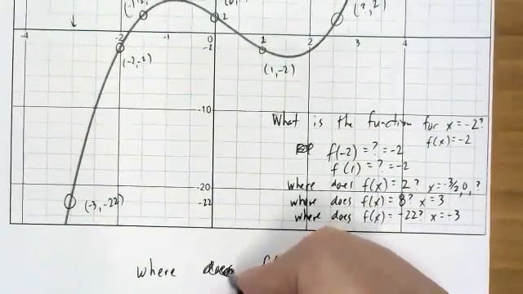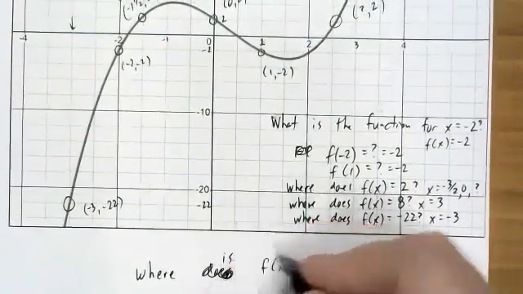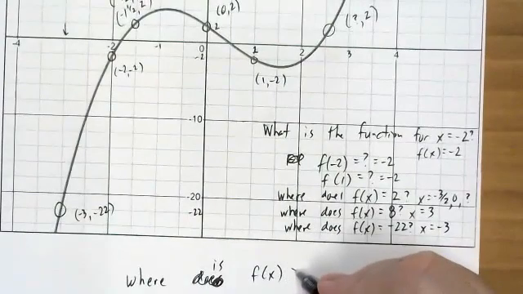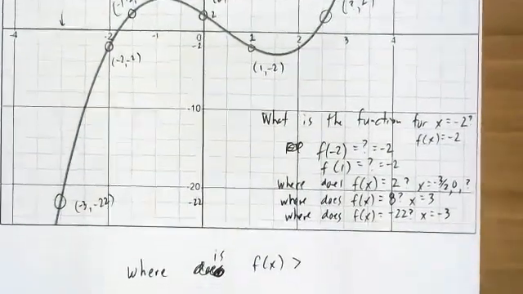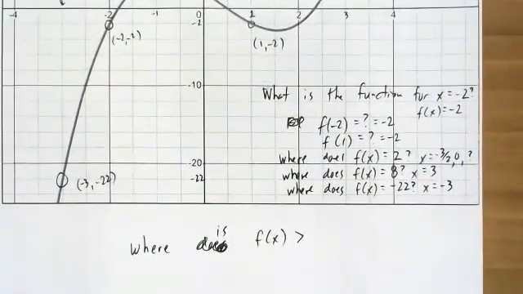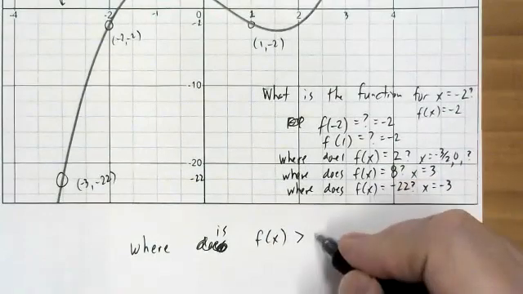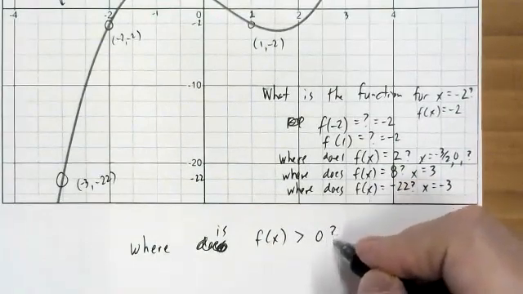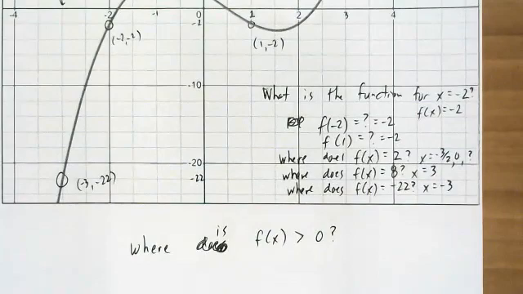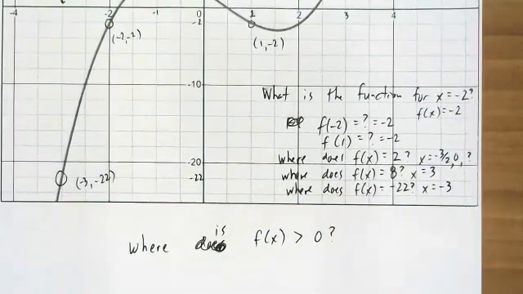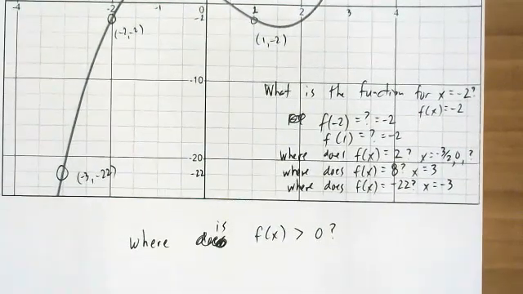Or maybe I think the correct is "where is," not "where does." Where is, remember inequalities? You have to use those a lot in calculus. Where is f of x greater than 0? You know, another way to rephrase that question, which you're going to have a lot.